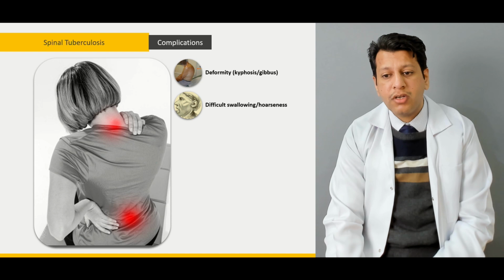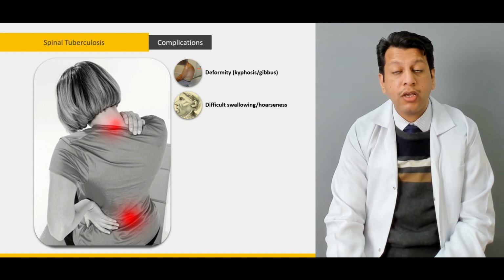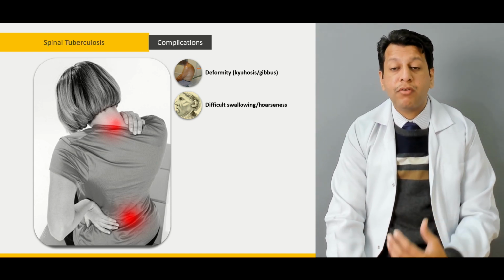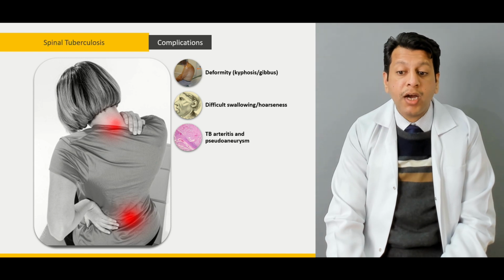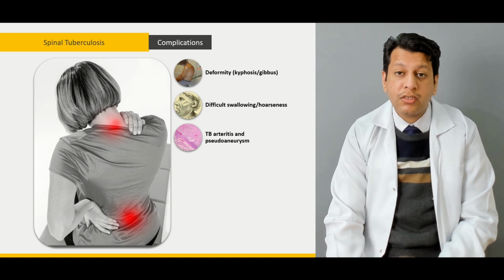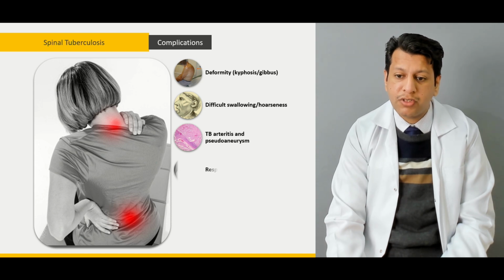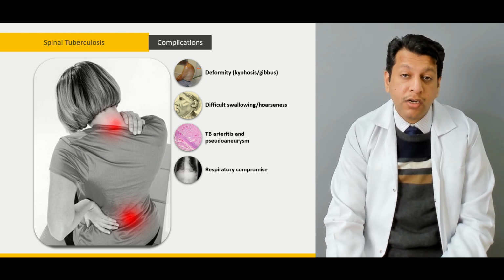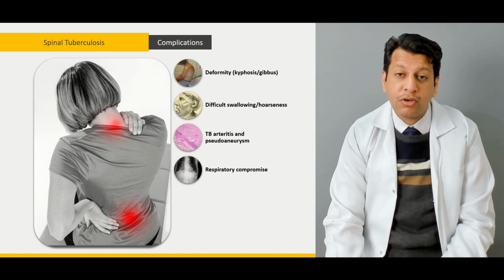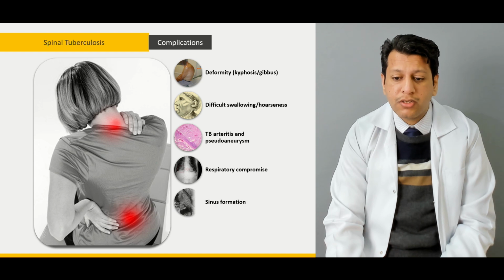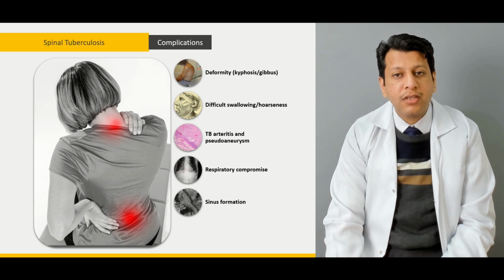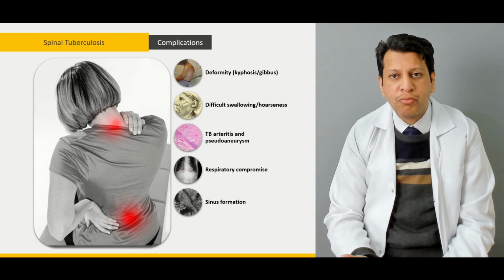Due to a retropharyngeal abscess, there may still be difficulty swallowing or hoarseness, which may involve the recurrent laryngeal nerve. There may be TB arteritis or pseudoaneurysm when the tuberculous organism involves the vessels around the spinal cord. There may be respiratory compromise, increased infection, associated bronchiectasis as well, or most commonly sinus formation because the patient is immunocompromised.